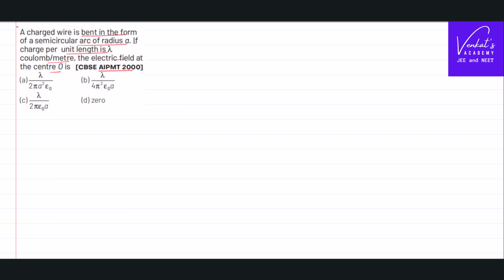It is given that the wire is bent like a semicircular wire. So, it is not exactly semicircular, so I will draw it again: a semicircular wire bent in the form of an arc whose radius is equal to a, and hence this is also equal to a. If the charge per unit length is given to us as lambda, what is the electric field at the center? That is what we want to calculate.